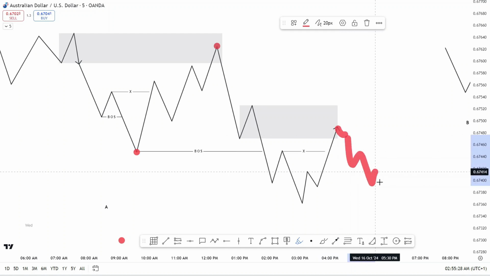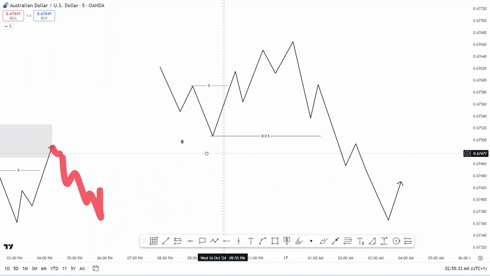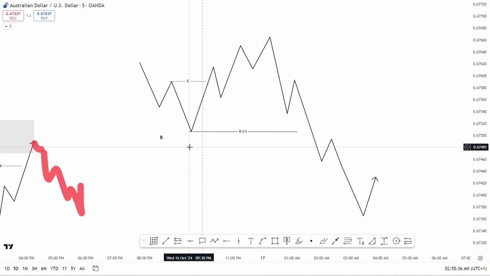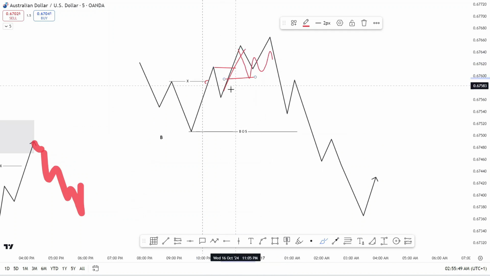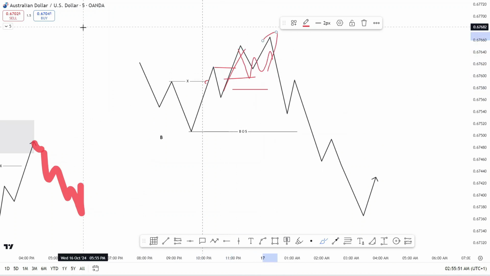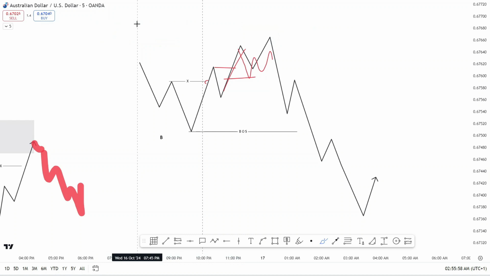Okay, so what happens if this fails? I'm going to show you in the next diagram. On this particular diagram, let's pay attention real quick. Same thing, we have a break of structure and we have our inducement, and this failed. So immediately this failed, what are we looking out for? You can look for possible buying opportunities on lower time frame into the actual point of interest. If there is no point of interest here, you don't have to worry. Don't force the trade. Simply wait for what? A break of market structure.